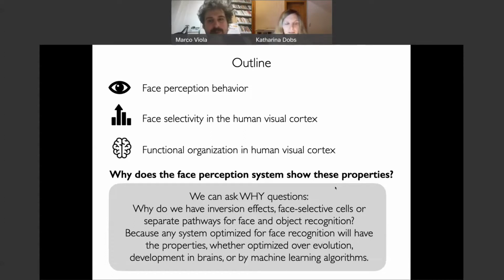And the idea is that to the extent that an artificial system that's optimized for face recognition without any built-in face-specific priors ends up having the same properties as the human face perception system, that suggests that the human face system has these properties because that's what any system optimized for face recognition will have, whether it's optimized over evolution, over development in brains, or optimized by machine learning algorithms in an artificial system.